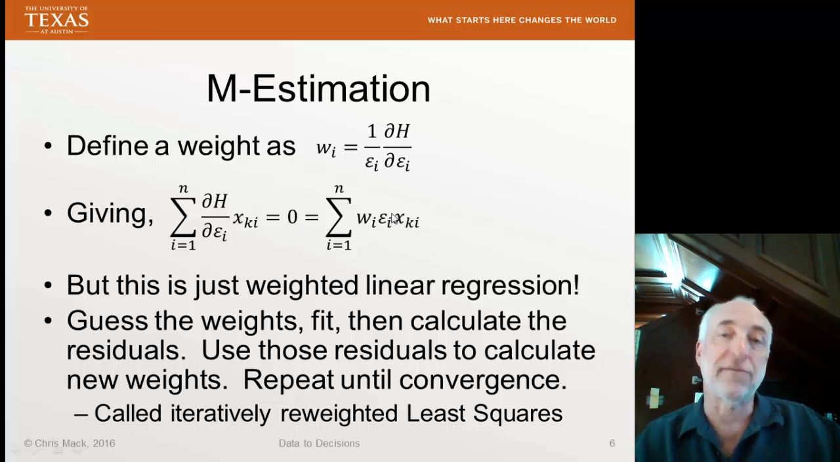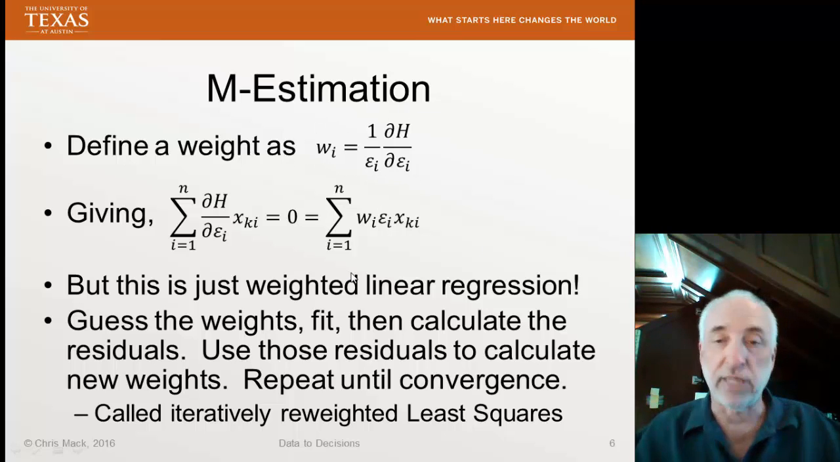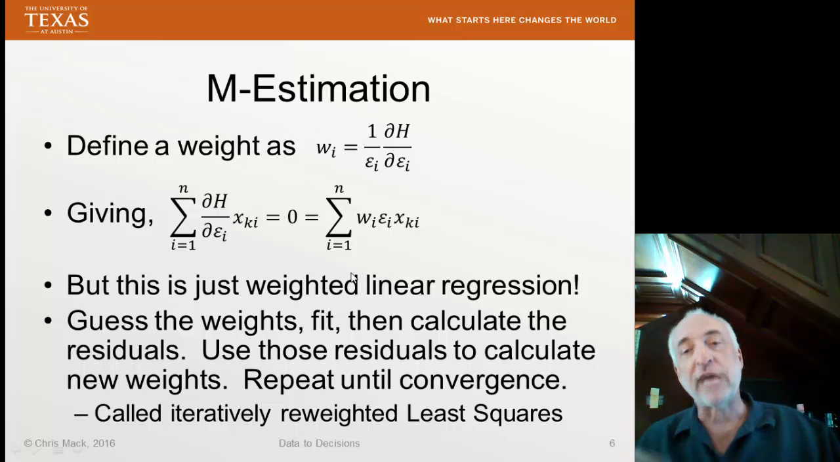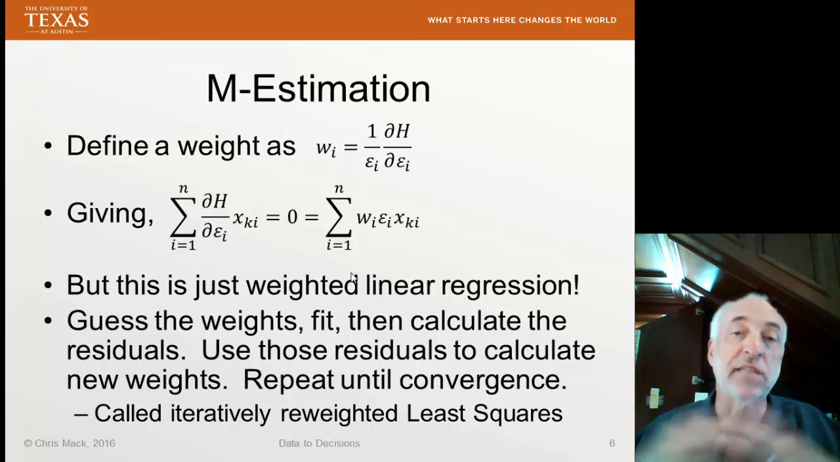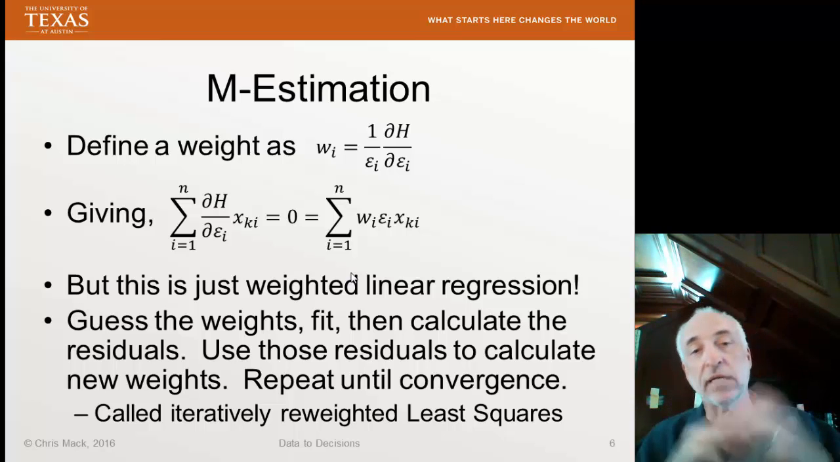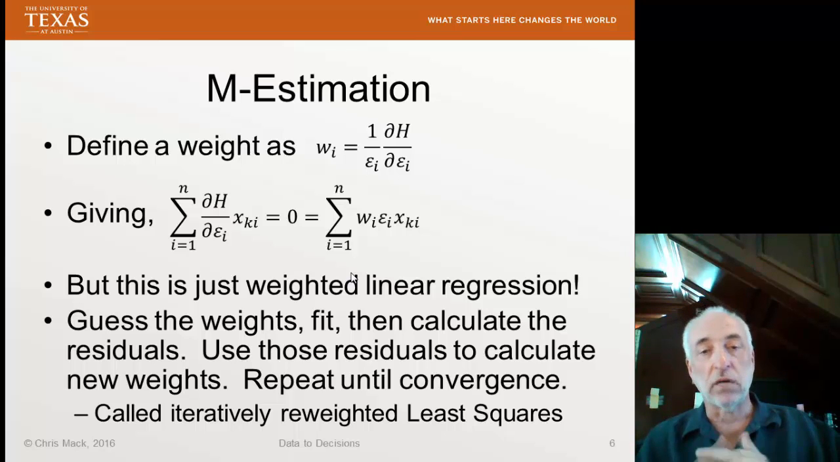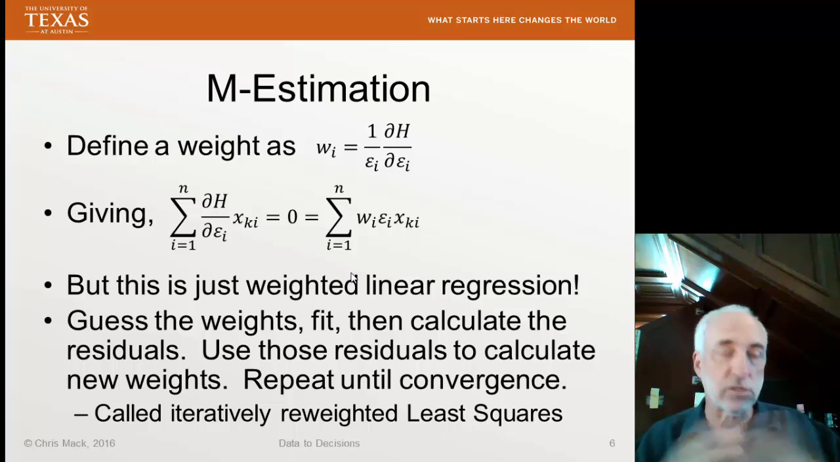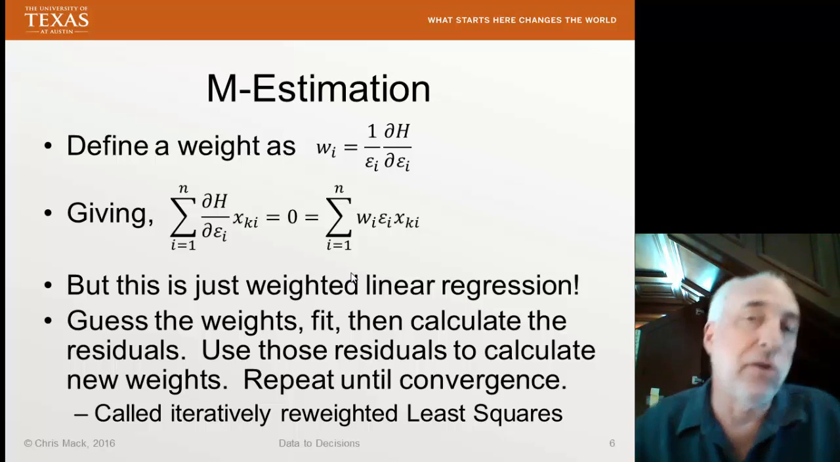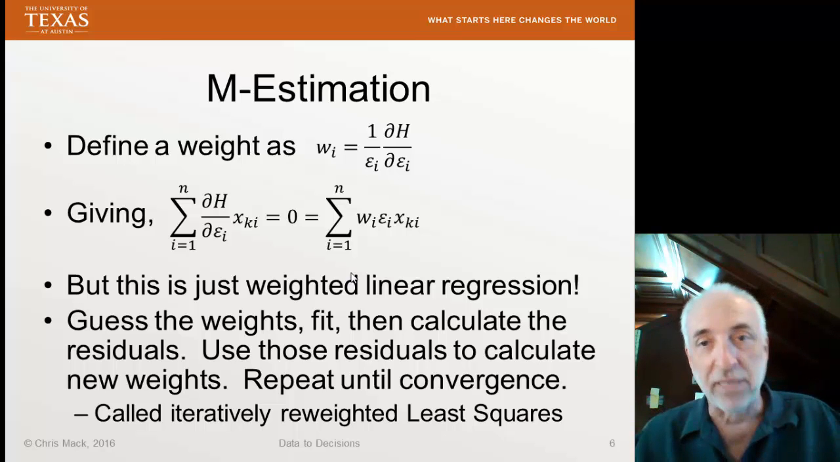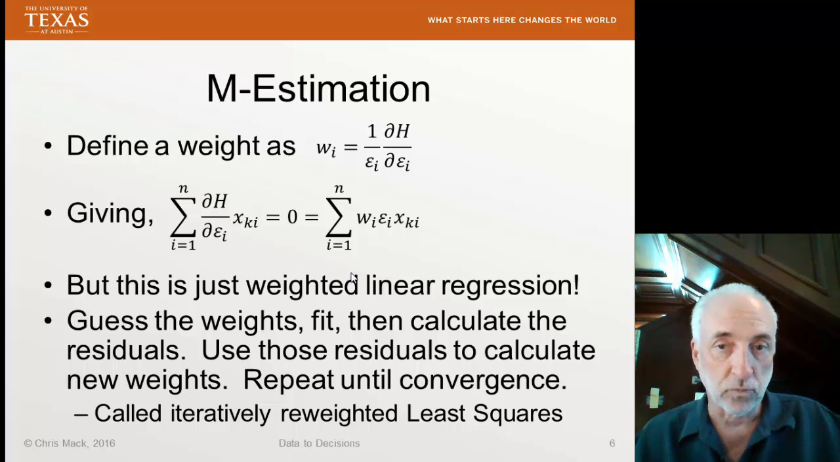That gives me a new set of residuals, which I can then use to calculate a new set of weights, and then I iterate. I iterate until the values converge. So we call this iteratively weighted least squares. It allows me to take advantage of all the capabilities of weighted least squares regression that we already have, very easily solve these equations, and solve for the optimal. And that's exactly how this robust M estimation works.